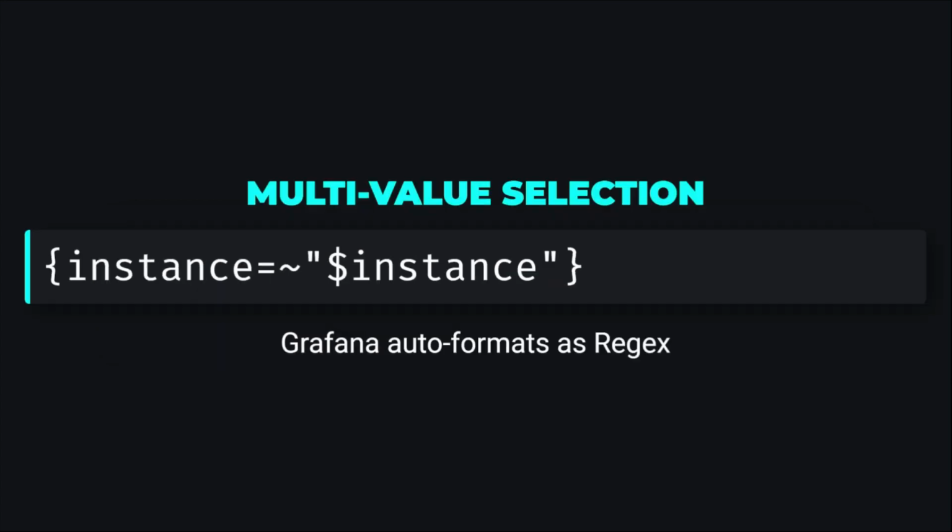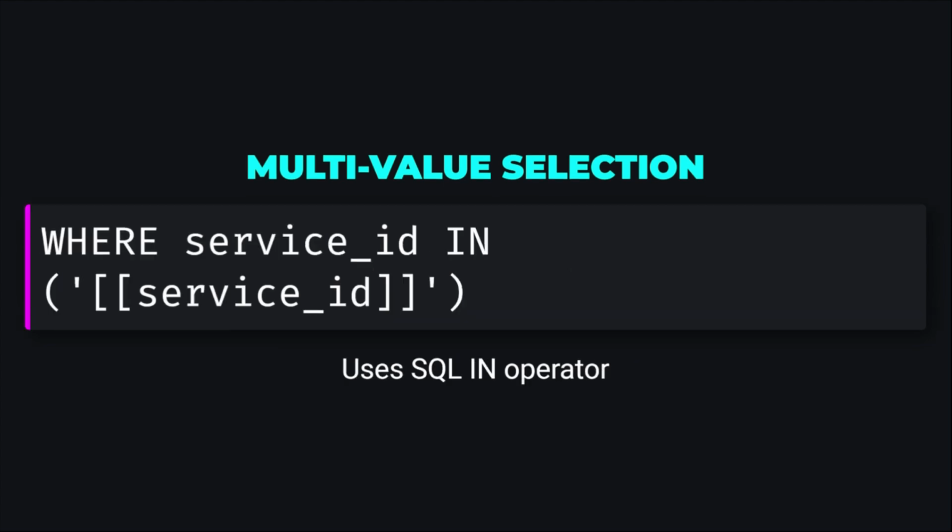Enabling the multi-value option transforms the variable output from a single string into an array of selected values. This is essential when analyzing aggregated performance across multiple components simultaneously. When multi-value is active, the query syntax must adapt to handle the array. In PromQL, use the special variable syntax $variable to automatically format the selection into a regex expression suitable for label matching, such as instance=~$instance.